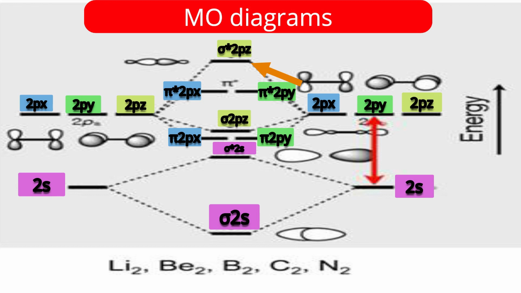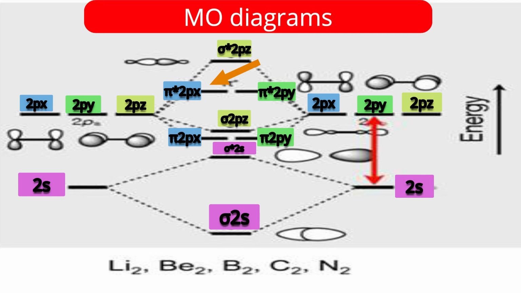Let us discuss the other atomic orbitals and their interaction: the 2px and 2py orbitals. The 2px orbital from one atom interacts with the 2px orbital of the other atom. The symmetry of 2px is the pi category, producing a bonding pi orbital, pi 2px, and an anti-bonding pi orbital, pi star 2px. The energy by which the bonding orbital decreases, by that much the anti-bonding orbital increases. It's a general approach for a molecular orbital diagram.